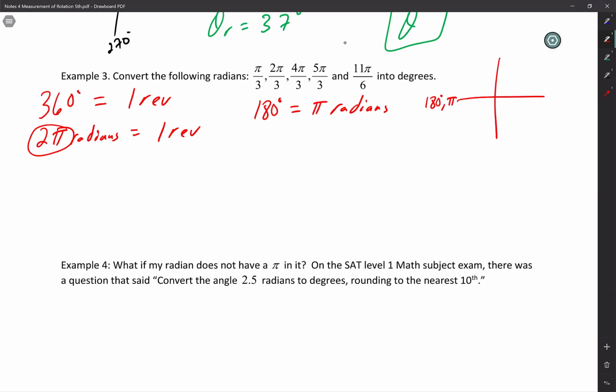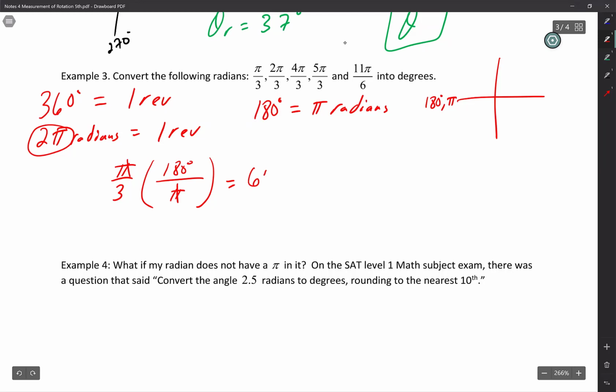Notice that I put a degree symbol in the 180. 180 degrees equals pi radians. So I take the pi over 3. This is a radian. You can write out the word radian if you want. And I'm going to multiply it by, what do I want? I want a degree. I'm going to multiply by 180 degrees over pi radians. My radians are going to cancel out, and I'm going to be left with degrees. 3 goes into 18, 6 times, so that must be 60 degrees.